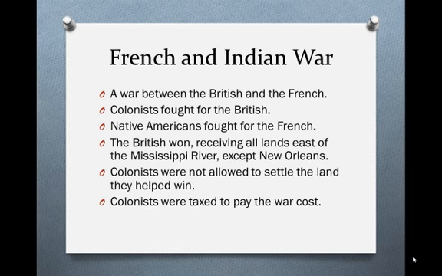One of the problems the colonists had after the war was that England would not allow them to settle the land they had just helped win. All that land west of the Appalachian mountain ranges was off limits to them. In addition, the colonists were being taxed to pay for the costs of this war.